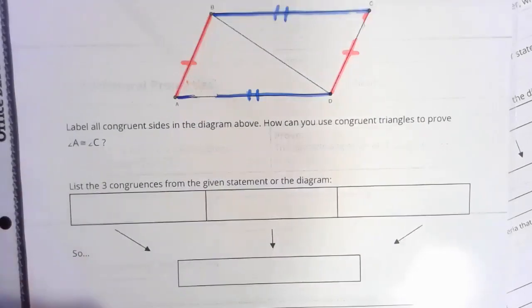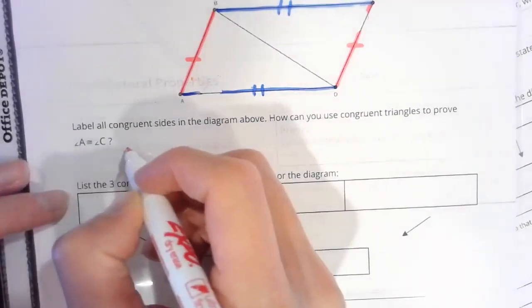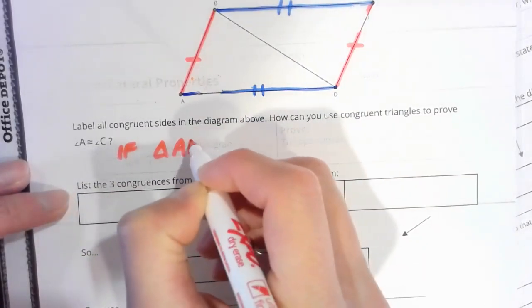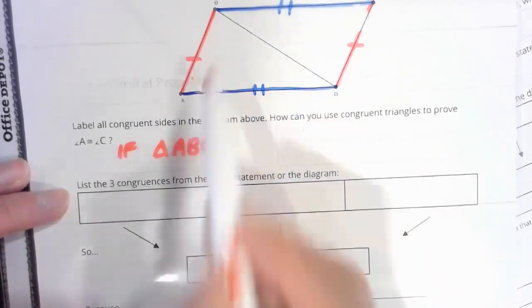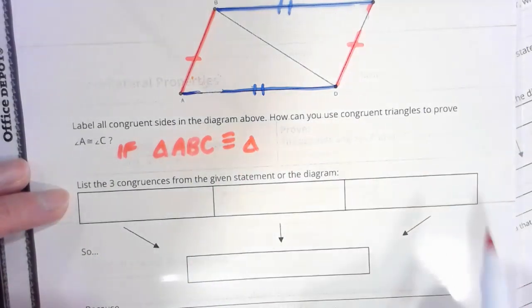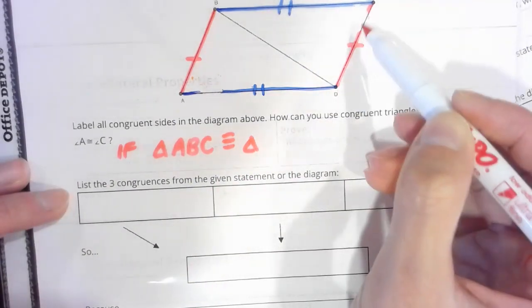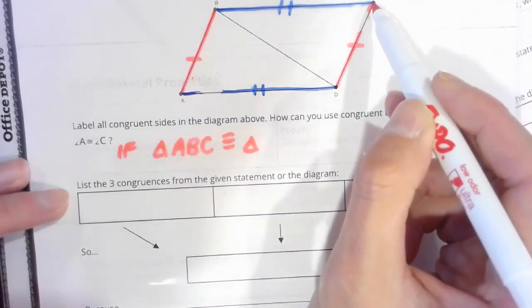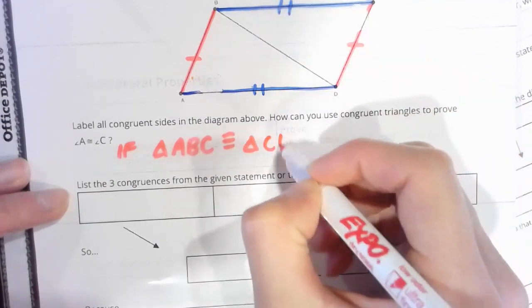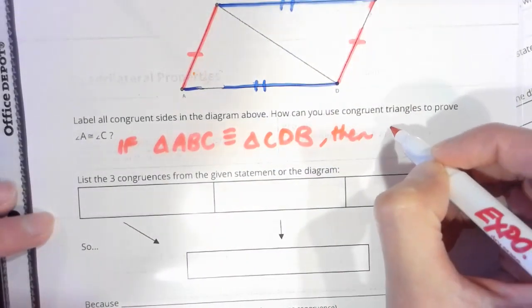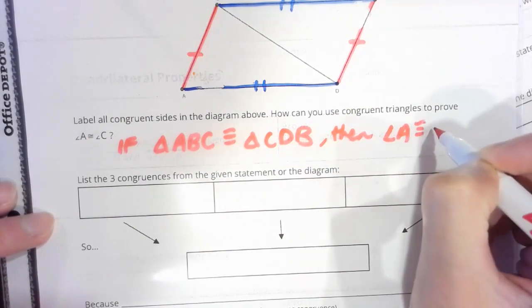So what I can say here is, well, if triangle ABC, that's the one on the left, is congruent to triangle CDB, order matters, then I can prove that angle A is congruent to angle C.